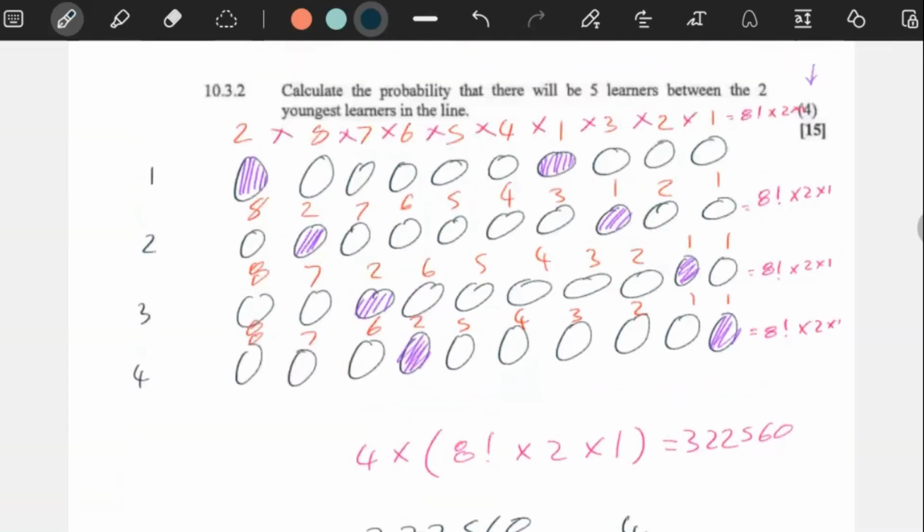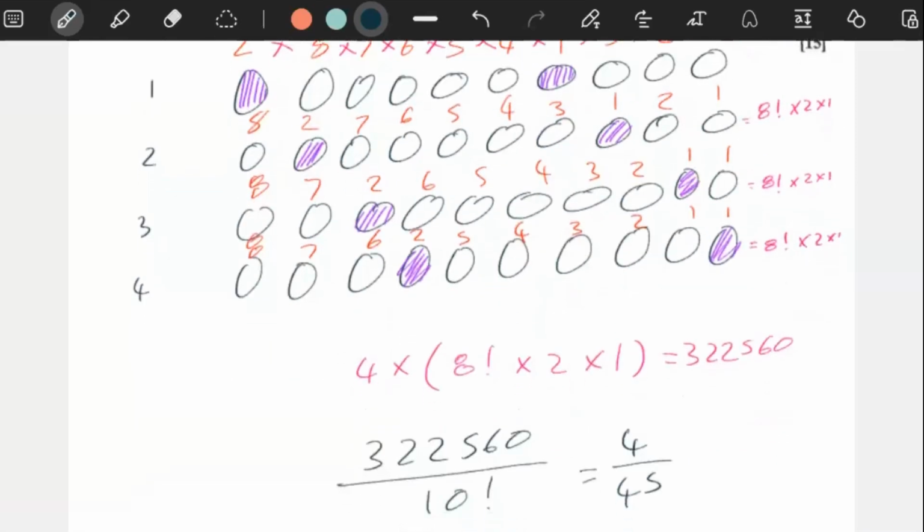Whew. Okay, so this is quite an interesting question, but I think we have done it justice. Let's calculate the probability that there will be 5 learners between the 2 youngest learners in the line. So this is the way to work it out. You don't want to just keep it in your head, because if you keep it in your head, you won't solve it. If you draw it out, it's easier to solve. So this is the entire paper. The entire paper 1, 150 marks.